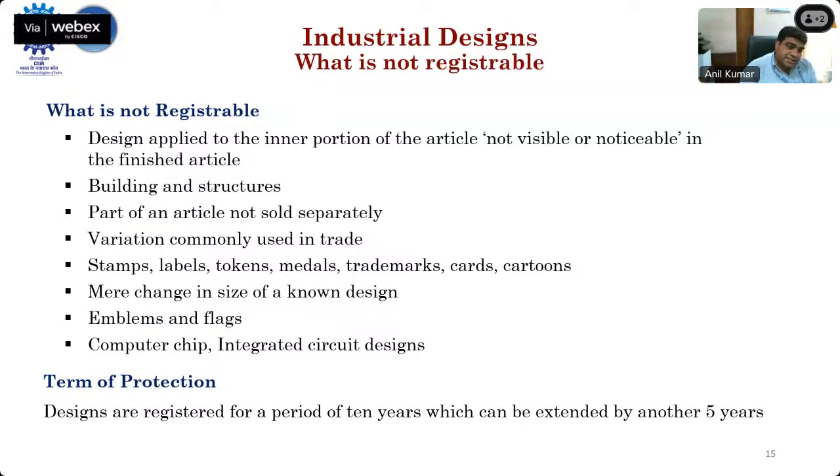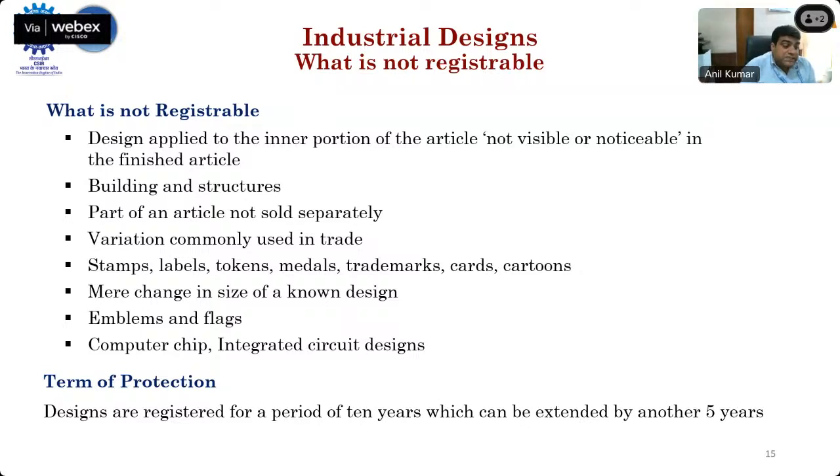Likewise, buildings and structures are excluded from registration. Part of an article that can't be sold separately is also excluded from being registered. The variations which are commonly used in trade are also not capable of being registered. Then stamps, labels, tokens, medals, trademarks, cards, cartoons are also not registered. More importantly, emblems and flags of nations are also excluded. And in case we have a miniature or enlarged model of a known design, that is also not registrable under industrial designs. Likewise, computer chips and integrated circuits are also excluded.